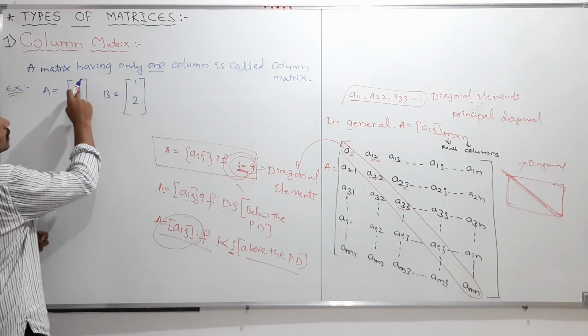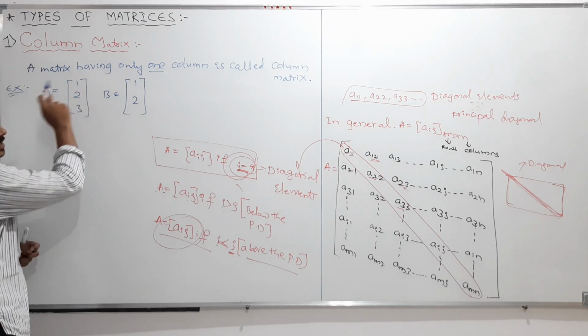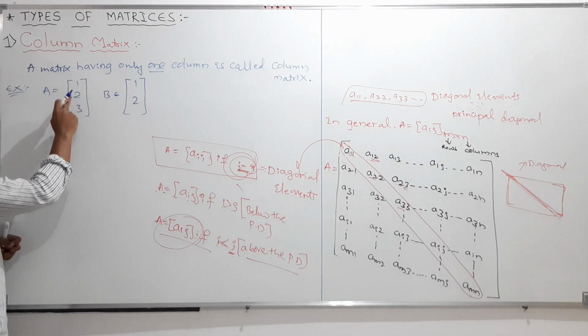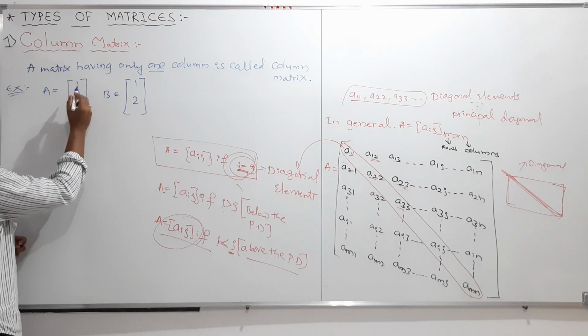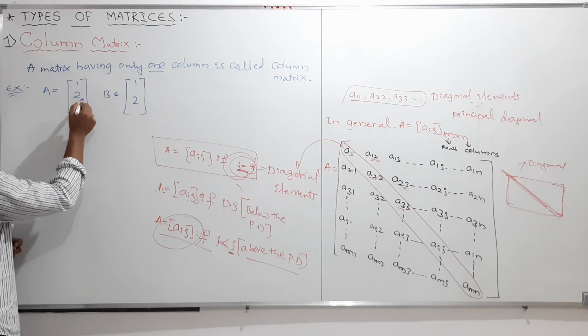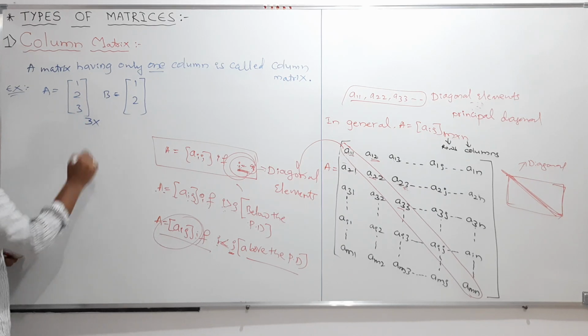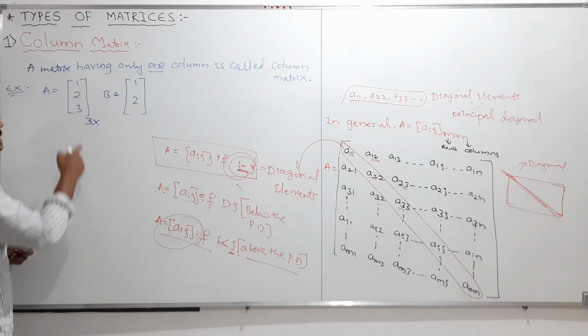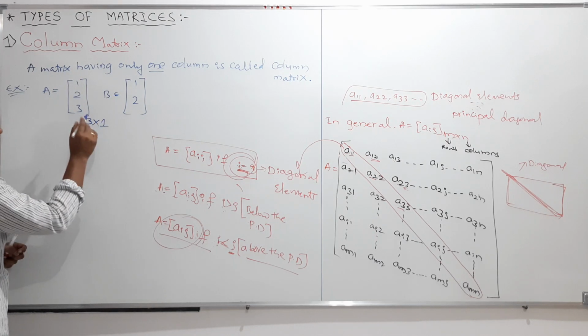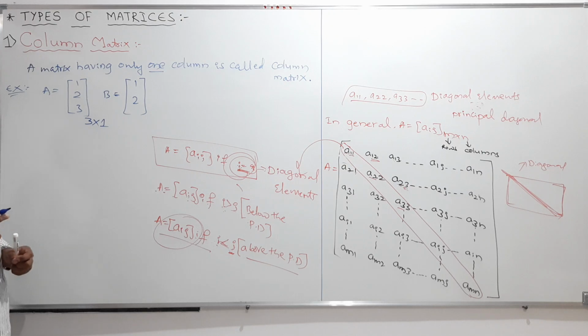And what is the order of this matrix? First I will write the order of this matrix. How many rows are there? 1, 2, 3. 3 rows are there. By how many columns are there? 1 column. Is it? So the order of this matrix is 3 cross 1.